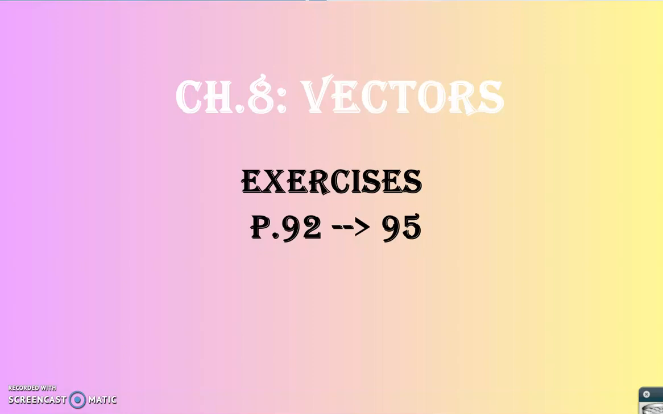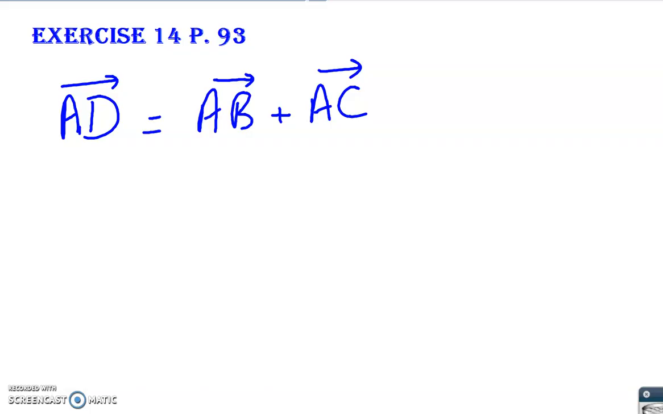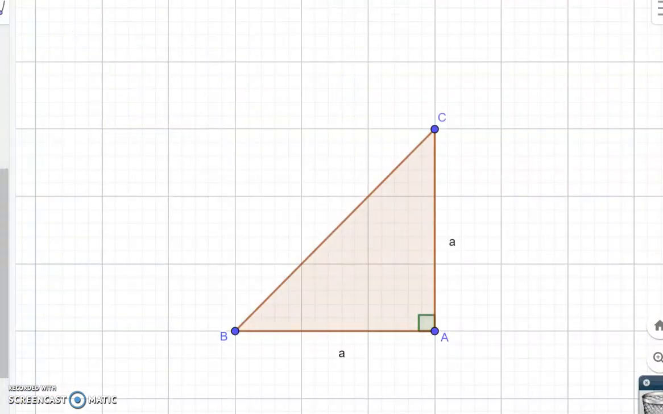In this video, I'm going to solve exercise 14, page 93. Given a right isosceles triangle ABC, so that AB equal AC equal A. So we are given this right isosceles triangle. Construct the vector AD equal AB plus AC and calculate the norm of AD.